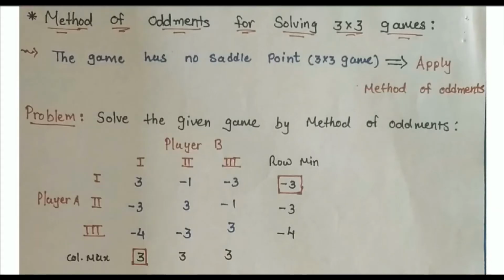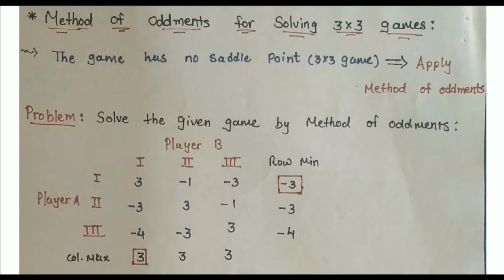Good morning everyone. Today we learn another method to solve the game. This is the method of oddment for solving 3x3 games. We can use this method when the game does not have any saddle point and its dimension is 3x3. Then we can apply this method.